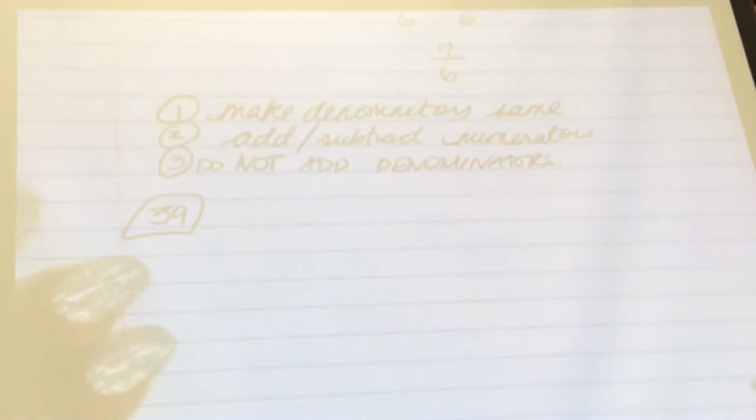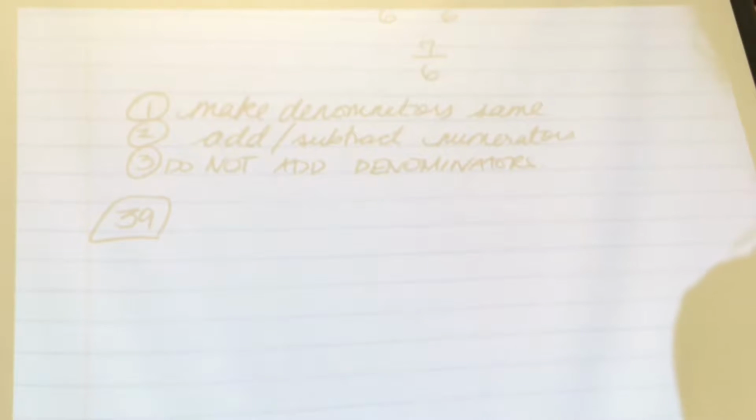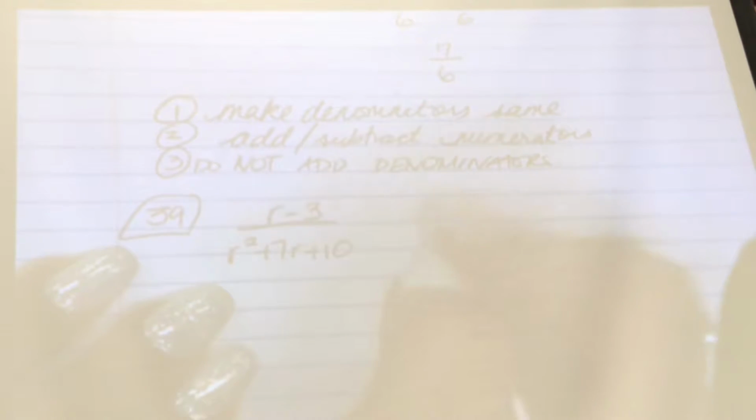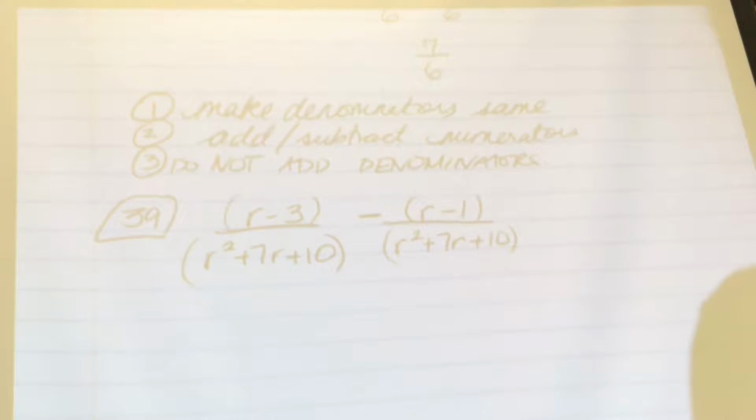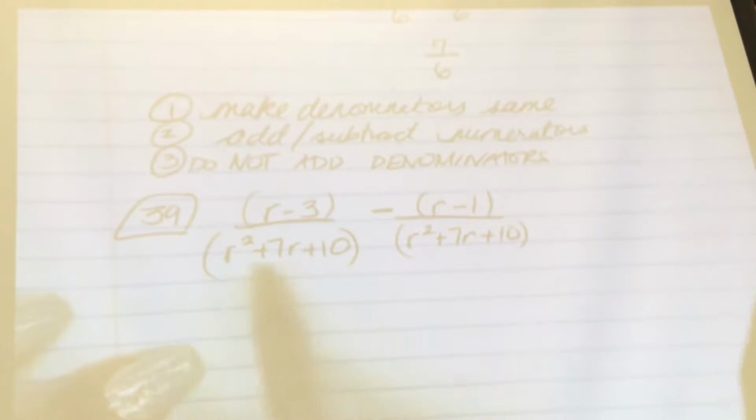You'll notice number 39 already has a common denominator, so we can basically skip to step number 2. So if you take a look at number 39, I have an r minus 3 over r squared plus 7r plus 10. There's a minus sign here, and then an r minus 1. Notice that anytime there's a polynomial up here, I'm going to put parentheses around it, because it's just one big number. You're not allowed to treat it as 2 or 3 separate numbers. This is one whole number.